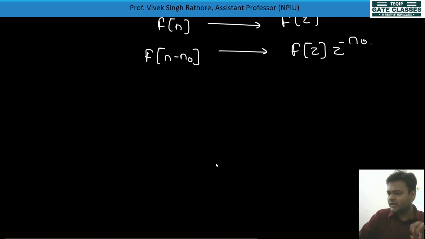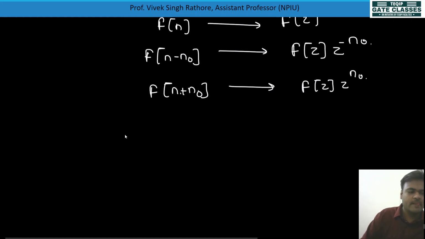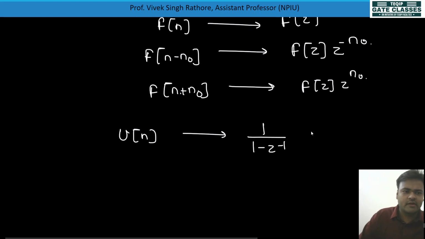Time shifting property is like this. If I tell you f of n plus n naught, then also you take the z transform as F of z times z to the power n naught. Whatever the sign is, that same will follow. So we'll take one example. Let's suppose u of n, its z transform is 1 by 1 minus z inverse, and mod z is greater than 1.